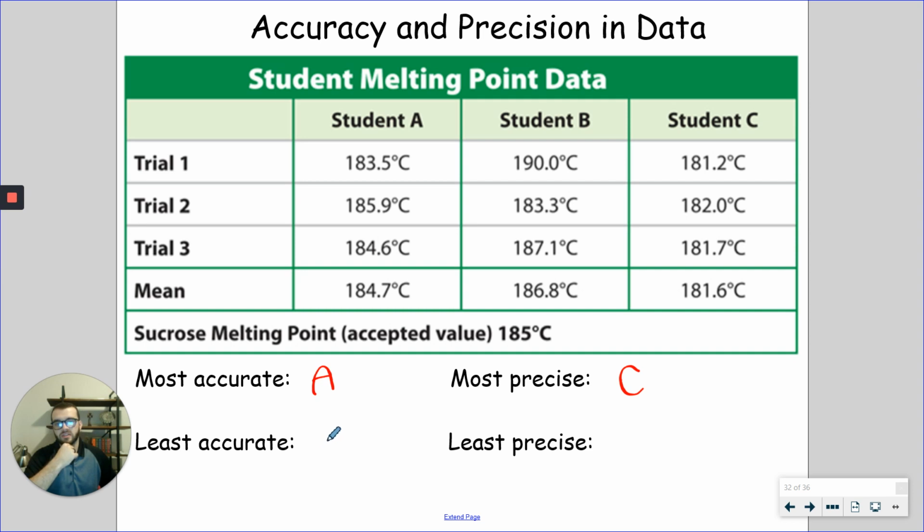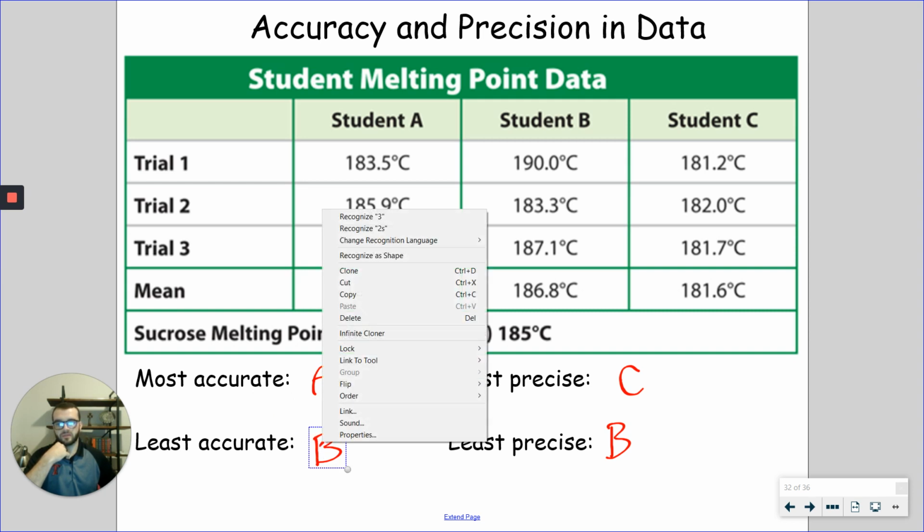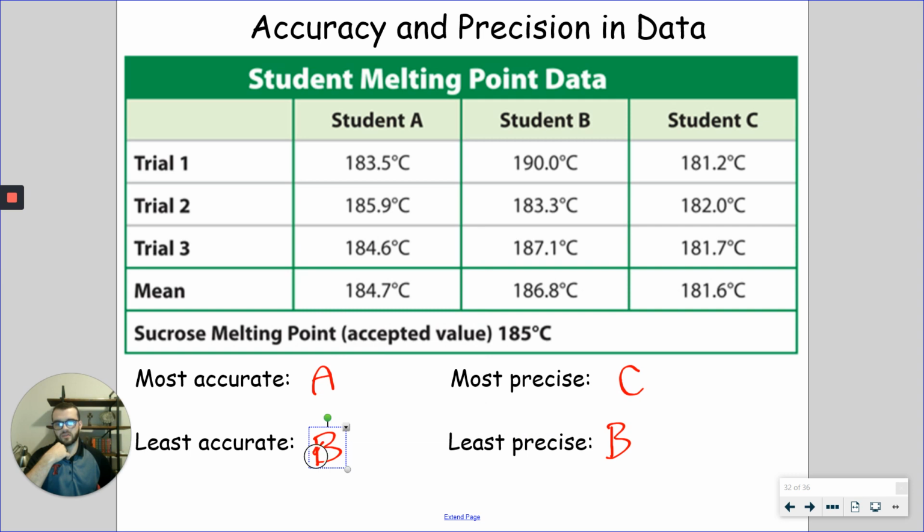Least accurate, I'm looking at it. I would say student B is the least accurate, because they go from 187.1 to 183 and then back up to 190. They're just kind of all over the place. Oh, sorry. Least precise is B, and then student C would be the least accurate. Sorry for the confusion there.